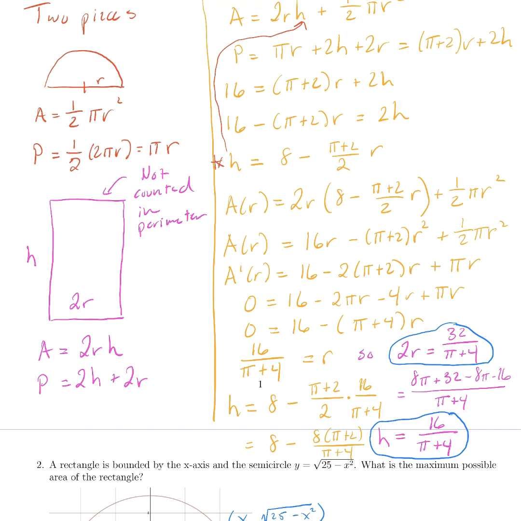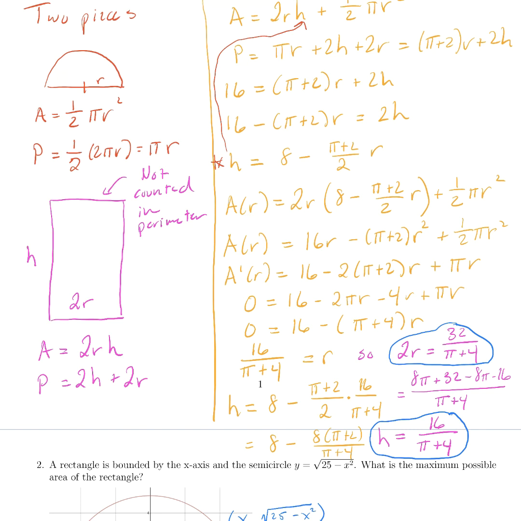We can then go back up and solve for h. It simplifies also to 16 over pi plus 4. We've been asked for the dimensions though, so the dimensions would technically be 2r by h. And so 2r is 32 over pi plus 4.